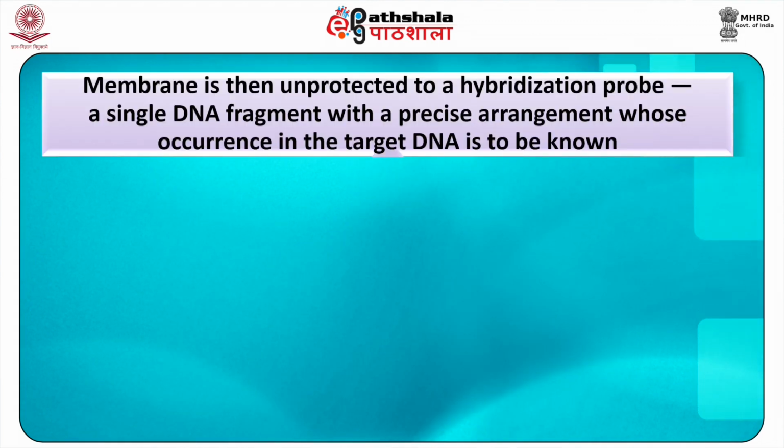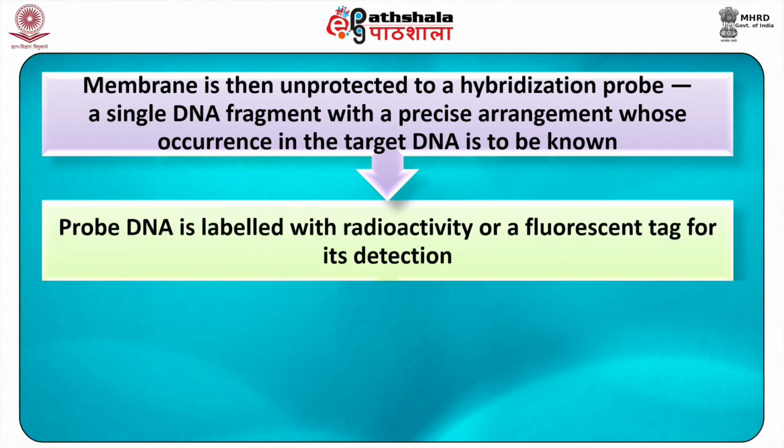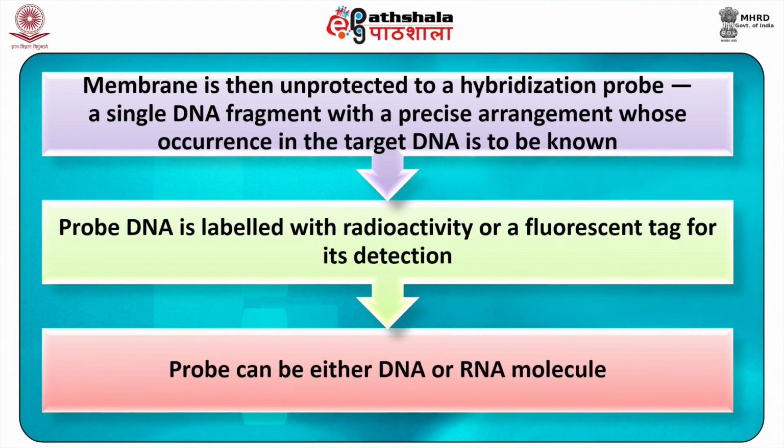The membrane is then exposed to a hybridization probe, which is a single DNA fragment with a precise sequence whose occurrence in the target DNA is known. The probe DNA is labeled with radioactivity or a fluorescent tag for its detection. This probe can be either a DNA or an RNA molecule.